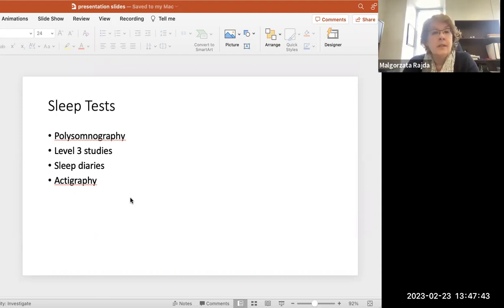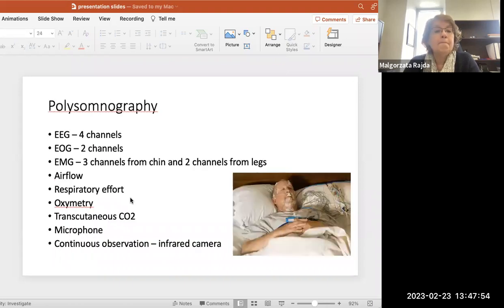Sleep diaries are my very favorite tool in diagnosis, very easy and inexpensive to use. And finally, there is also a technology called actigraphy. So let's start with polysomnography. That's a test that involves collecting an awful lot of information. And here in the picture, you see what the patient looks like once they are in the laboratory and attached to all the equipment. You will see the number of wires and sensors that are everywhere.